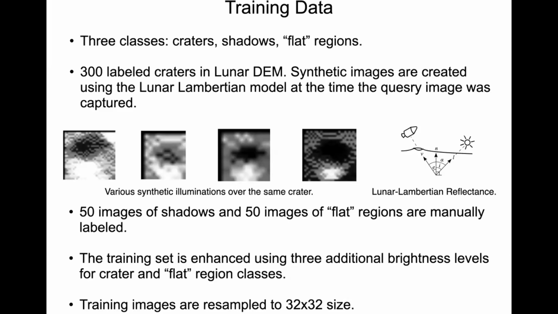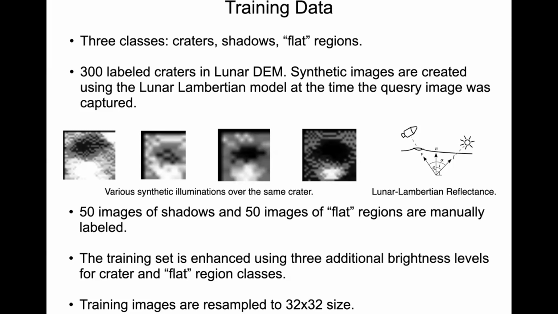The interesting part here is that we labeled only 300 images. For the VIPER region, for example, we detected around 350,000 craters, and a similar number for the Apollo 16 landing site. However, we used only 300 labeled craters for this, but these craters are labeled in the DEM.